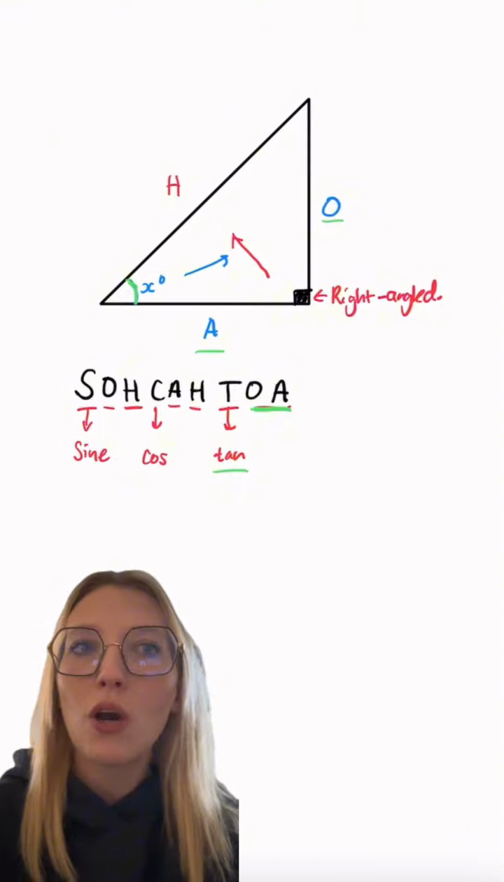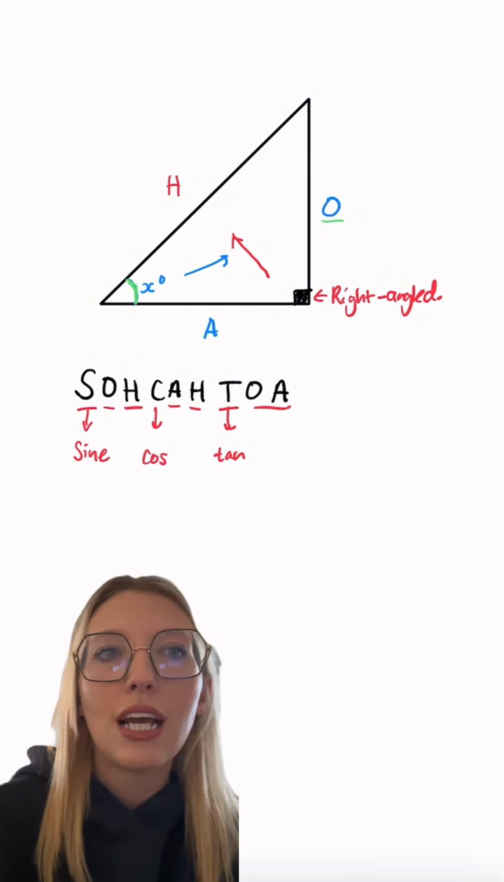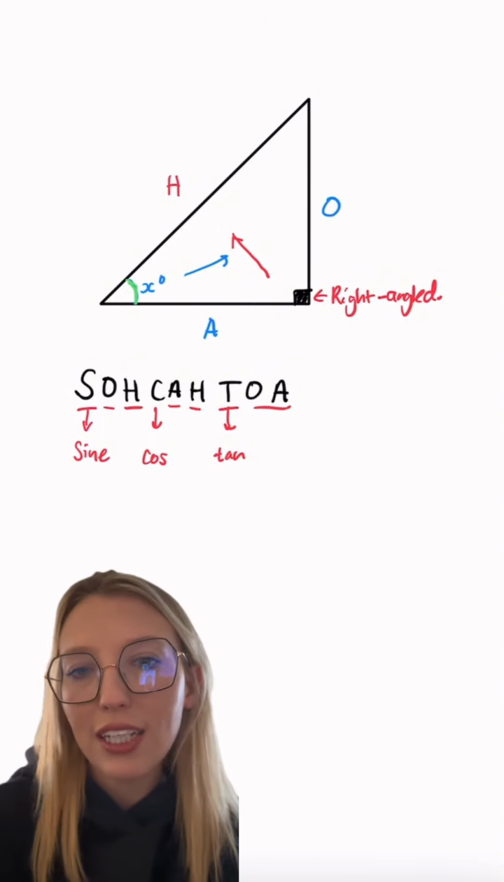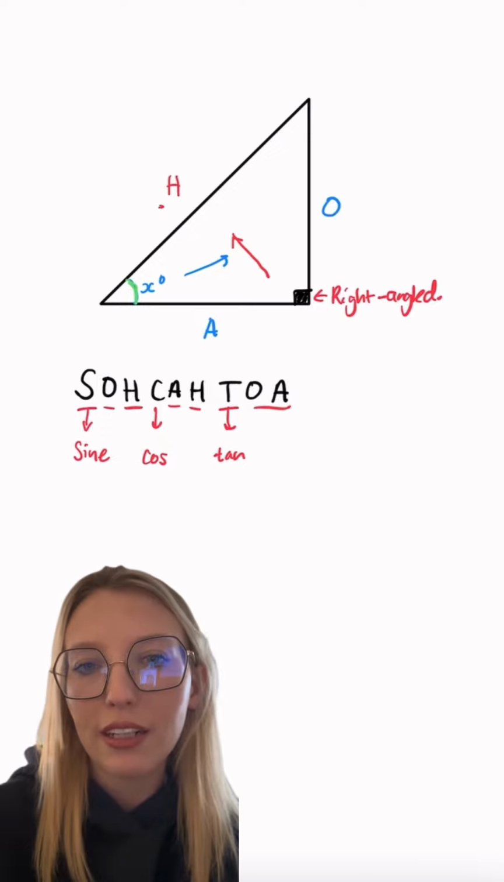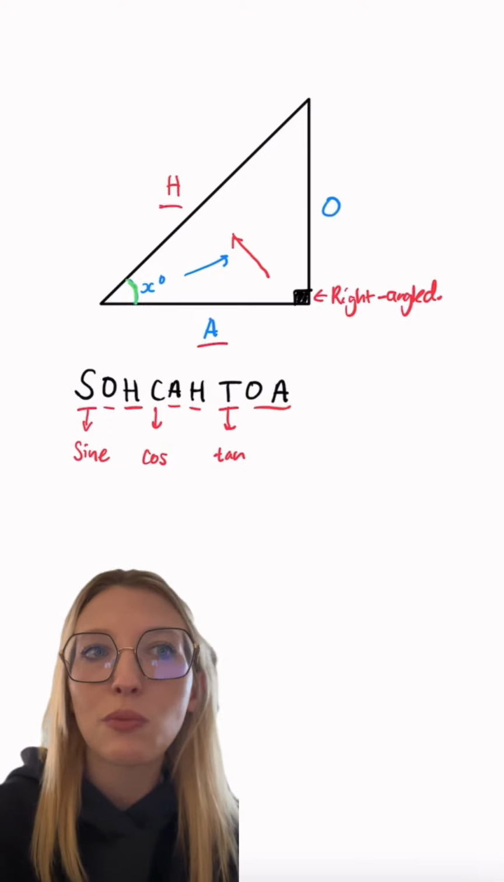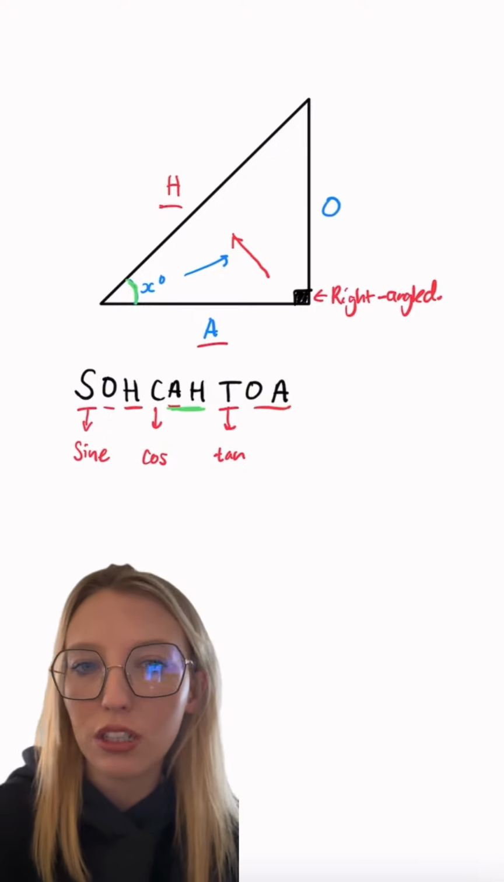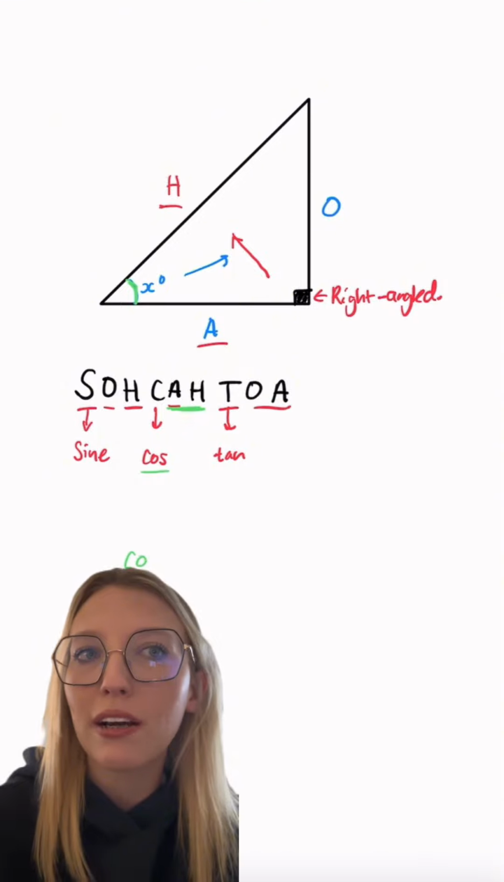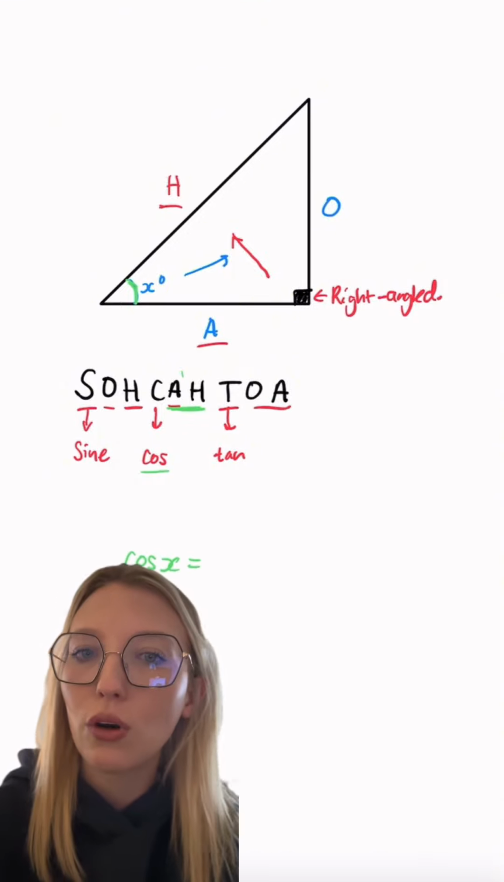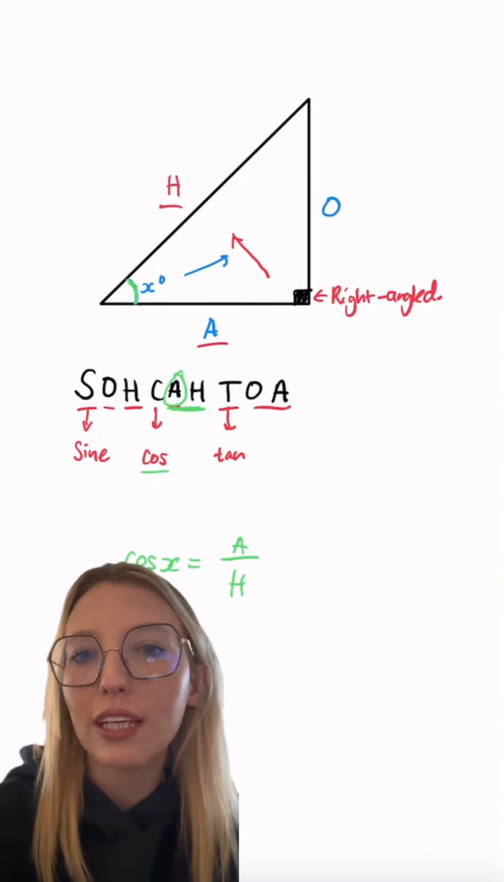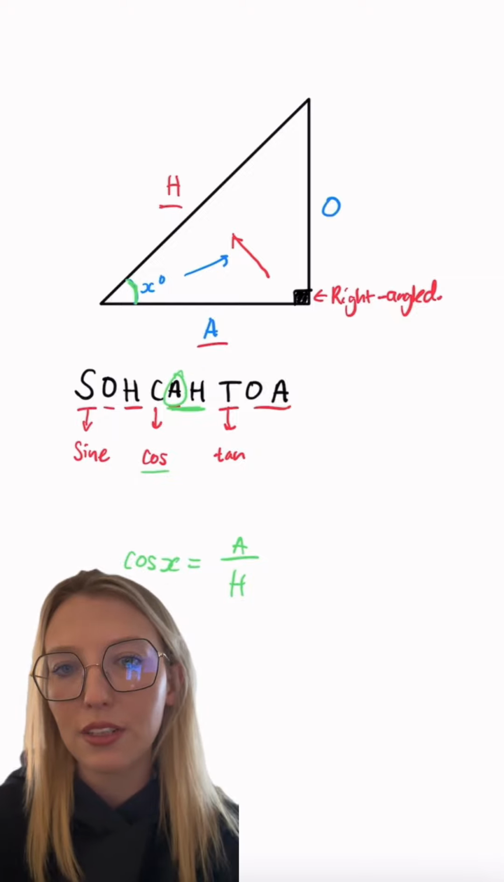Now let's suppose we've got two different lengths in the question. Let's suppose we're looking at the adjacent side and the hypotenuse side. If we're given both of these lengths, we need to look for A and H in our SOHCAHTOA. And we can see that that stands by our C, so cos. So cos of our angle, cos X, will equal the adjacent over the hypotenuse.